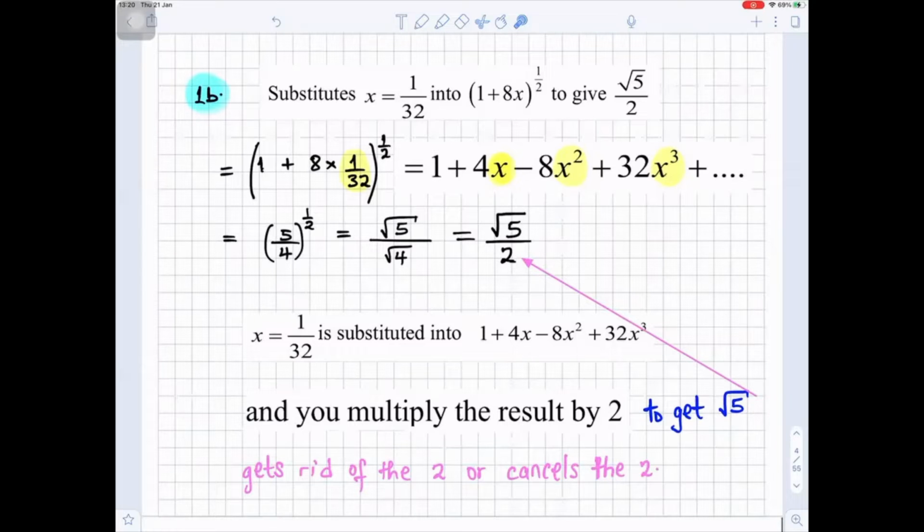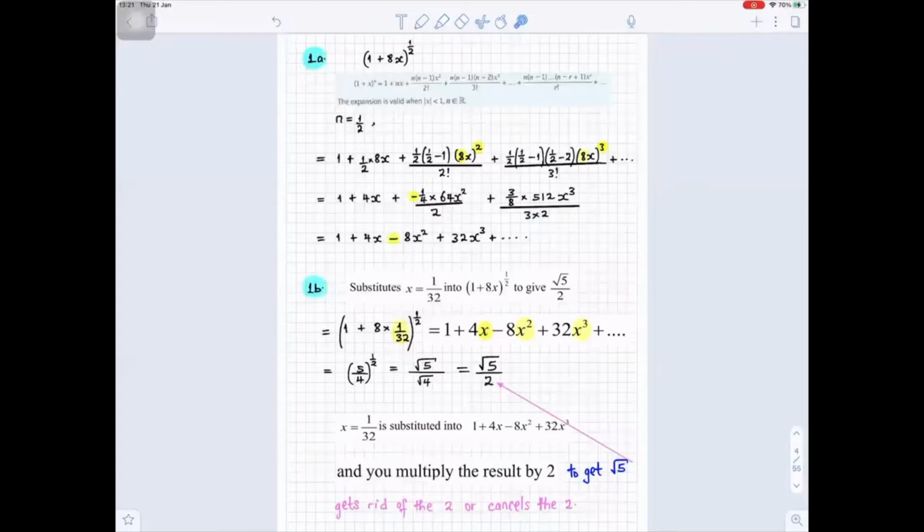So when you substitute 1 over 32 in place of x, you'll get your answer, but you don't want the 2. So you would have to multiply the result by 2 because you only want to get the square root of 5. Multiplying by 2 cancels the 2. So that's your complete answer for questions 1a and 1b.